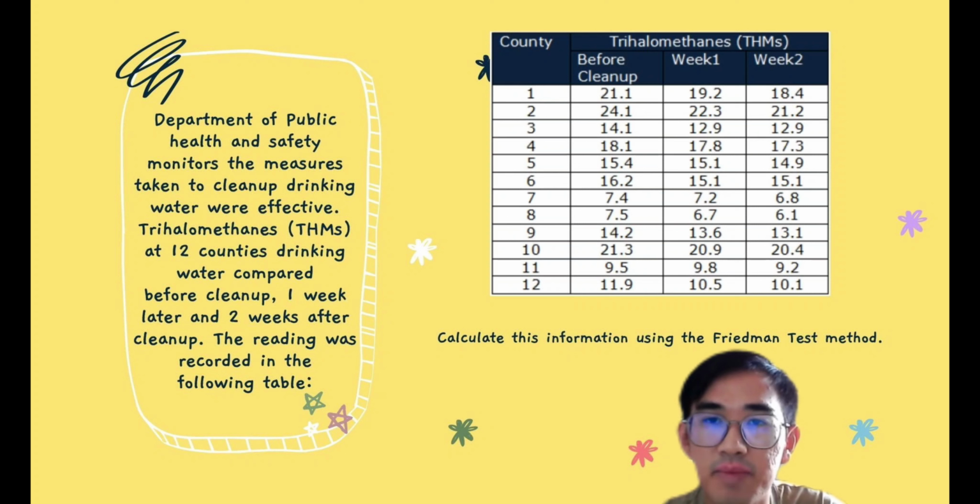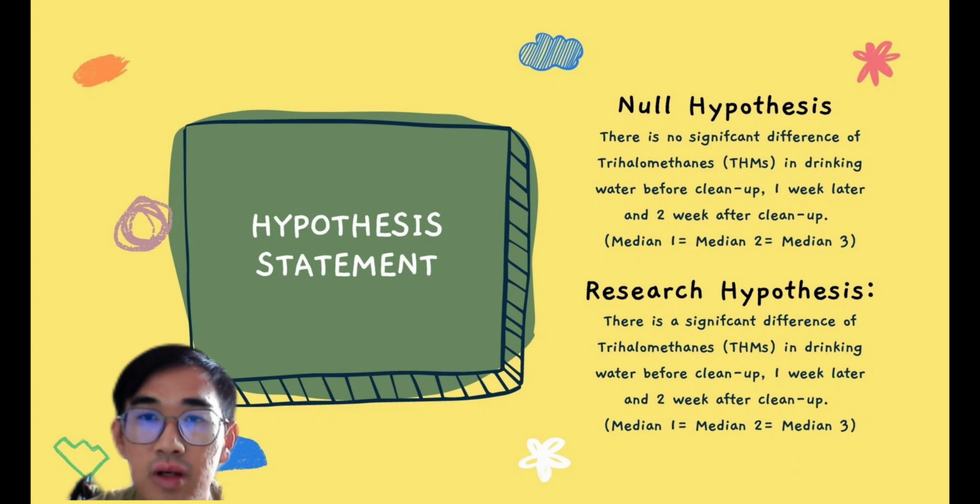Below is the example. The Department of Public Health and Safety wants to ensure whether the measures taken to clean trihalomethanes out of drinking water were effective. In this research, 12 countries are involved, and the inspection periods are before the clean out, 1 week later, and 2 weeks after the clean out. We need 6 steps to answer the question.